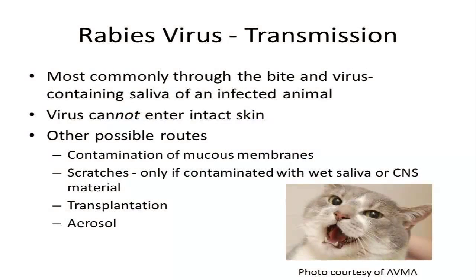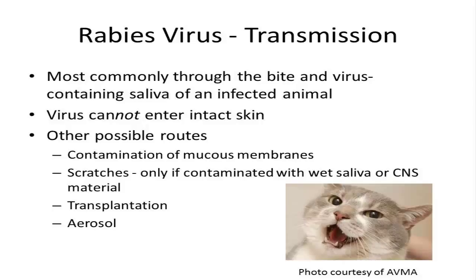Rabies is most commonly transmitted through a bite. Other possible routes of exposure include contamination of mucous membranes like your eyes, nose, or mouth with wet saliva or central nervous system tissue, or getting wet saliva or central nervous system tissue in a fresh open wound. Organ transplantation from a person infected with rabies has also been documented as a route of infection.